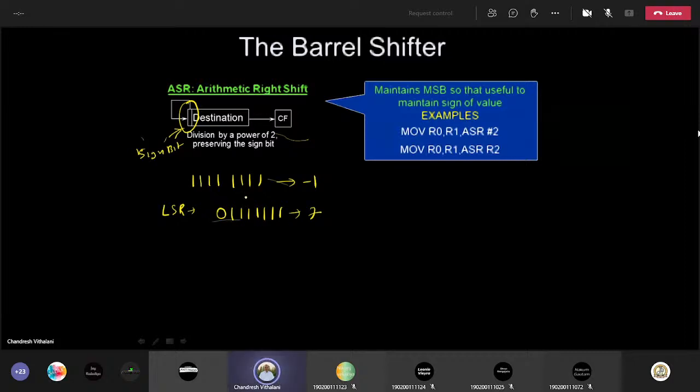So this negative number is changed to a positive number. That is the error introduced due to the LSR. In ASR, the sign bit will be preserved. The sign bit will be kept as it is. The remaining bit positions will change.